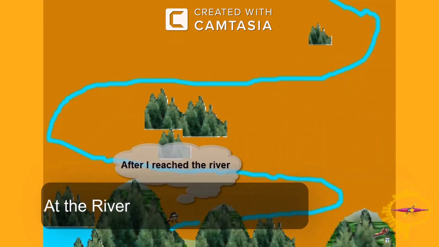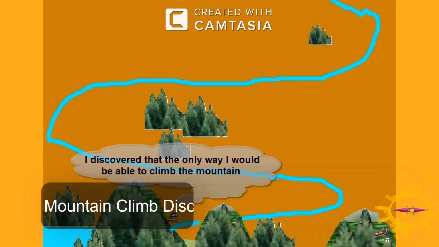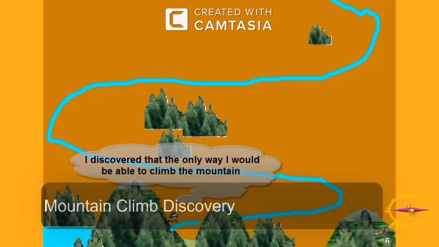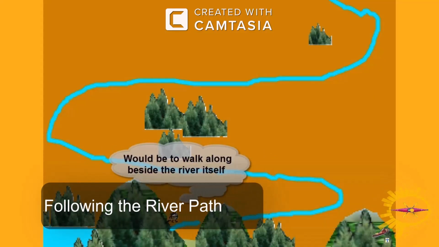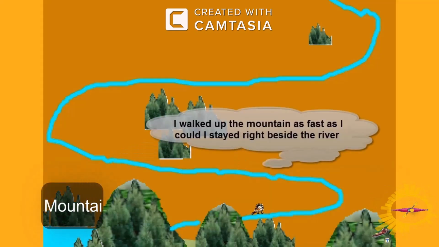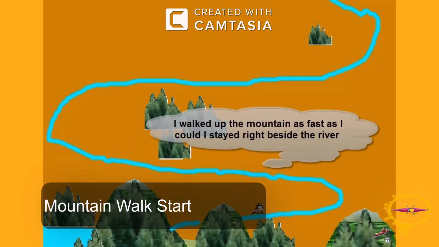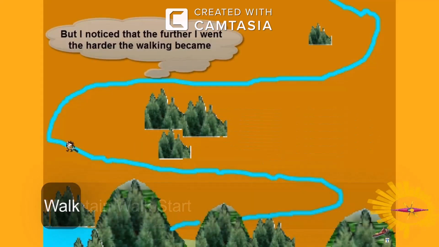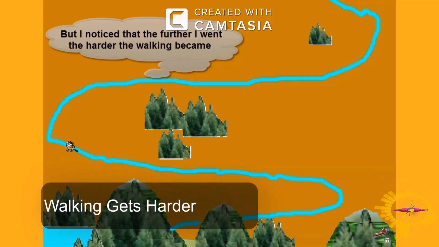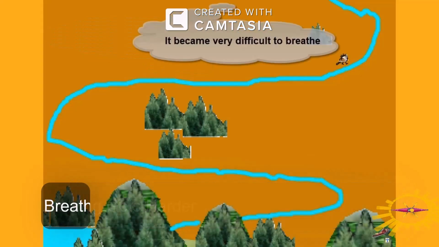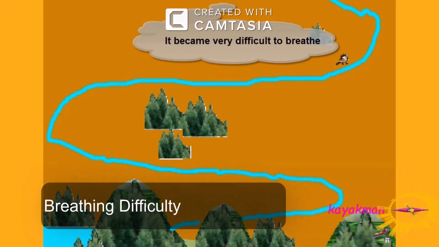After I reached the river, I discovered that the only way I would be able to climb the mountain would be to walk along beside the river itself. I walked up the mountain as fast as I could, staying right beside the river. But I noticed that the further I went, the harder the walking became. It became very difficult to breathe as I continued my climb.